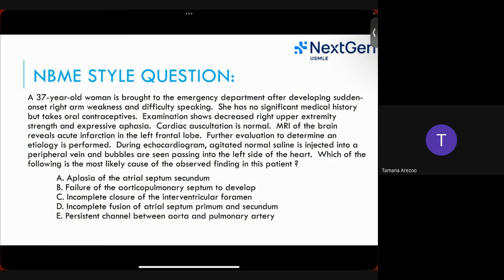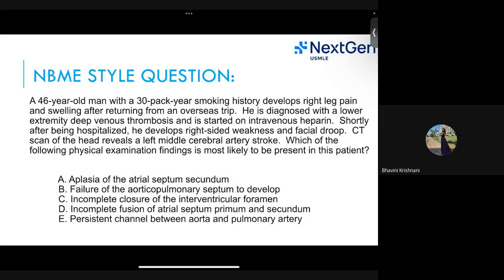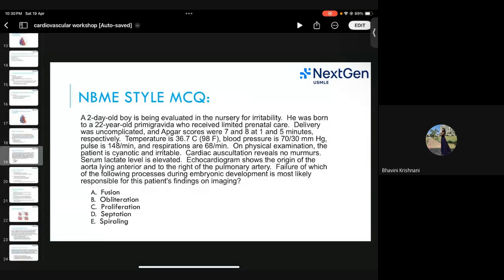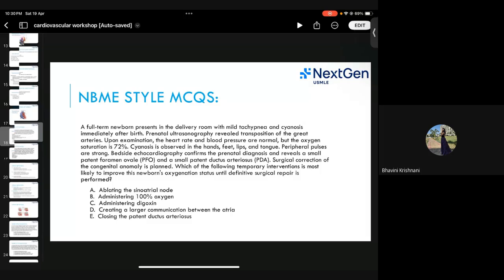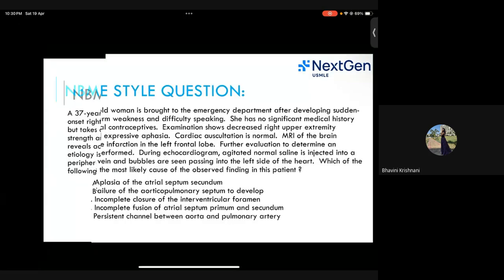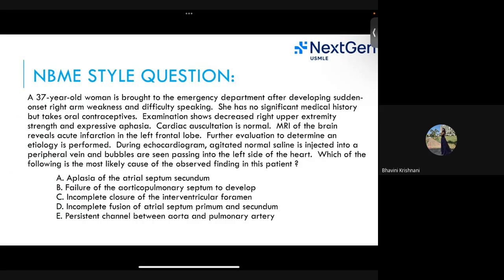Dr. Bhavani, can you please proceed with the MCQ? As you explained, if the bubble saline is shown in the left atrium, then it's a case of patent foramen ovale. So in this case, it is the incomplete fusion of the atrial septum primum and secundum. Answer is D. Perfect, that's perfect. This is the exact MCQ of your exam.